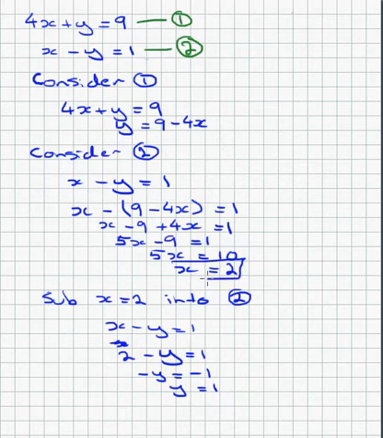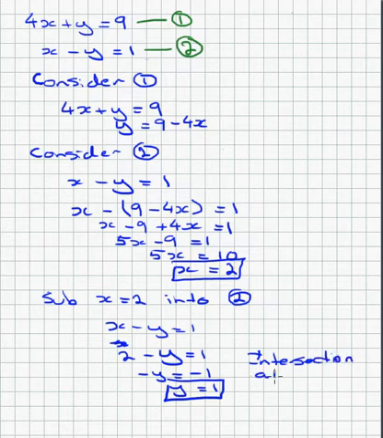We have them. Here's our x coordinate. Here's our y coordinate. So our point of intersection is at (2, 1).